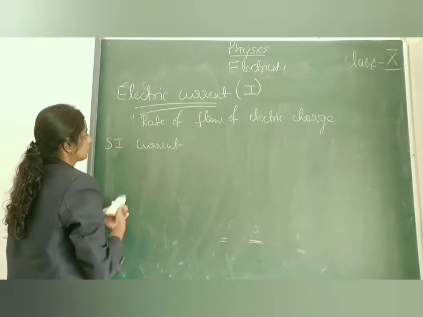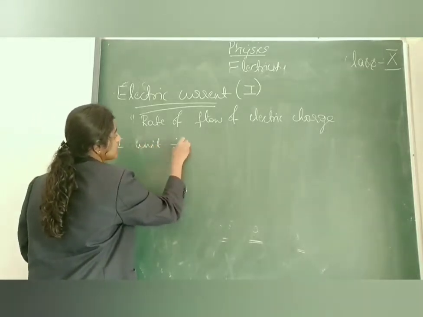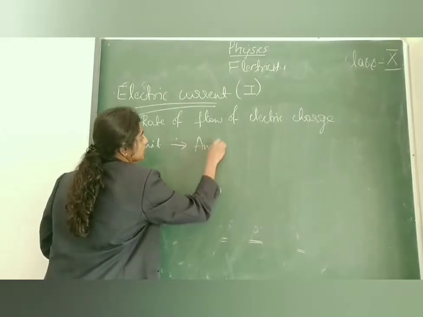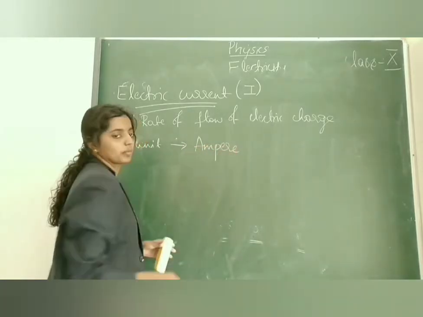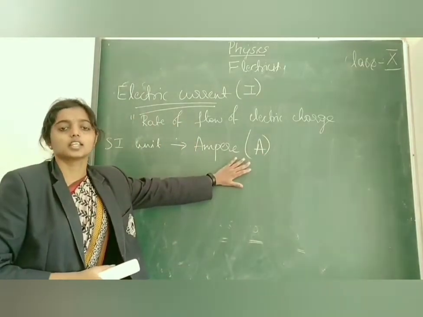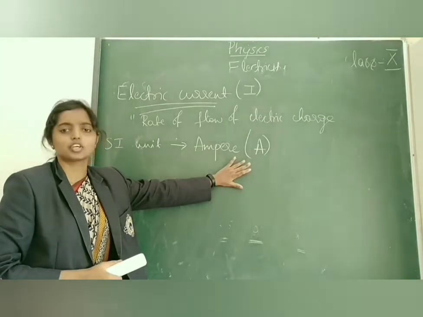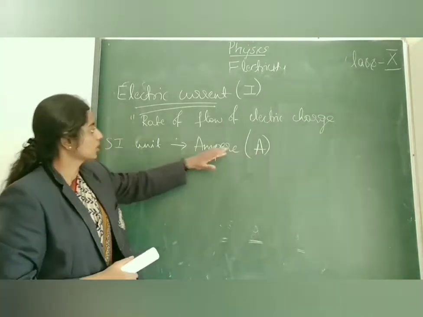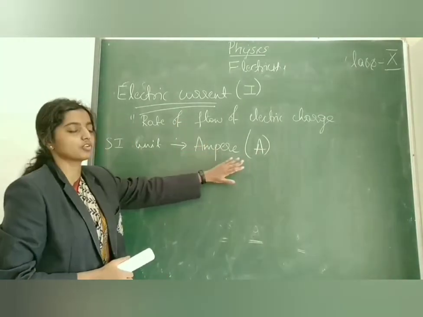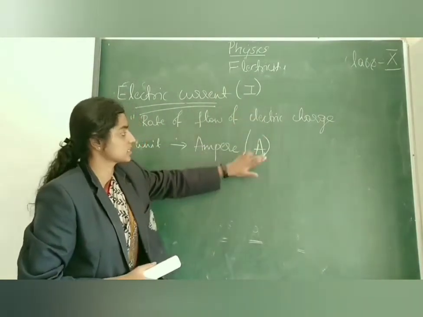The SI unit of electric current is ampere, denoted by the symbol capital A, and it is named after the French scientist André-Marie Ampere. So here, as I said earlier, SI units are important. Electric current is denoted by I and its SI unit is A.